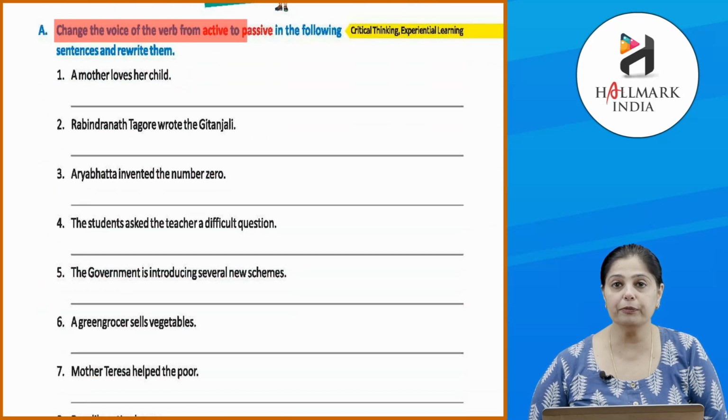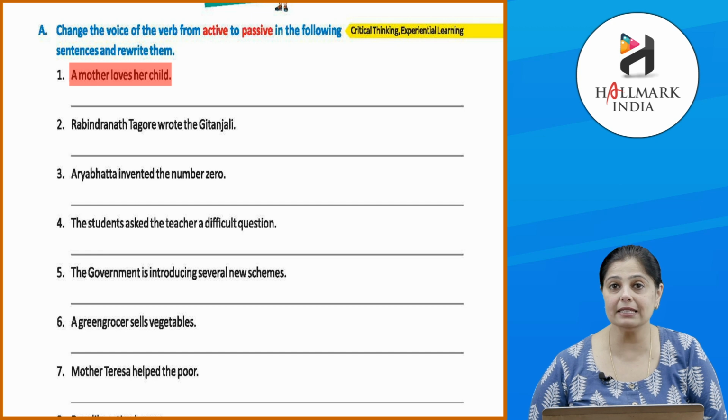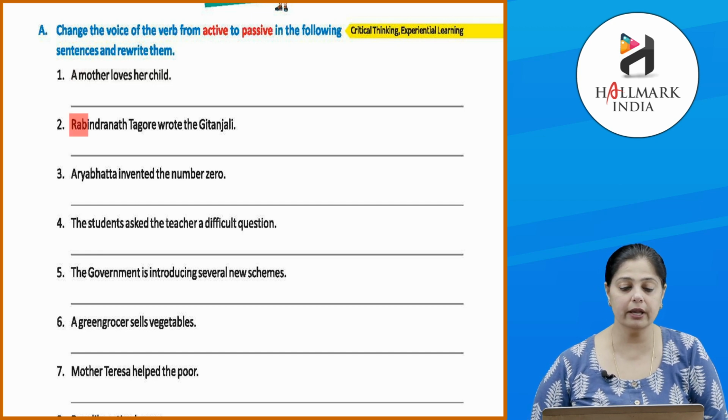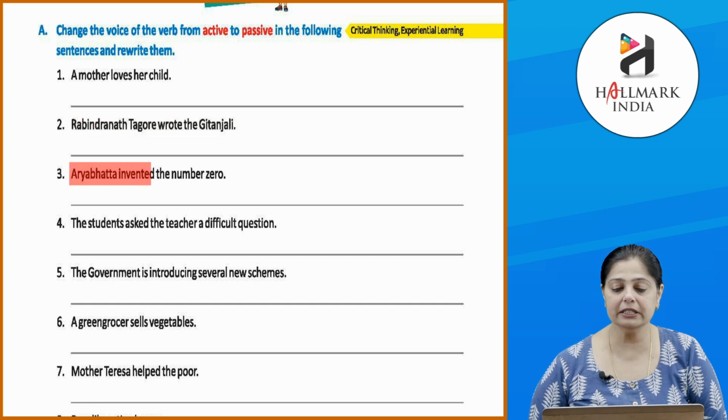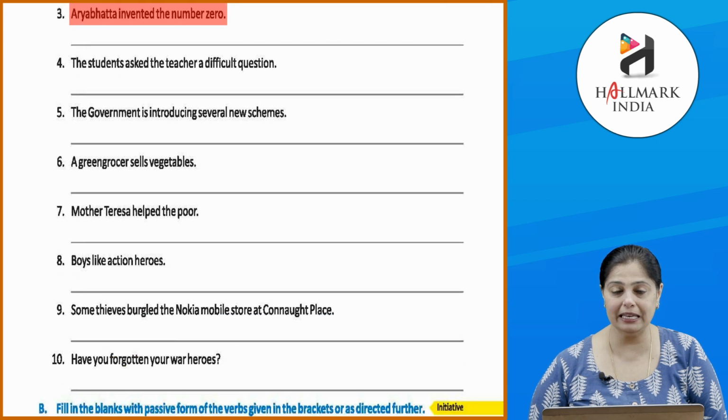Change the voice of the verb from active to passive in the following sentences and rewrite them. A mother loves her child. A child is always loved by his mother or by her mother. Okay. Rabindranath Tagore wrote the Gitanjali. The Gitanjali was written by Rabindranath Tagore. Okay. Aryabhatta invented the number 0. The number 0 was invented by Aryabhatta. Okay. Now quickly do the remaining ones.